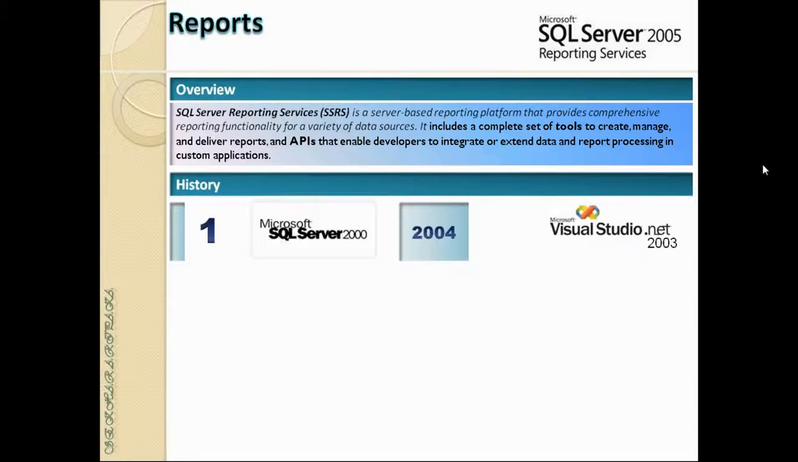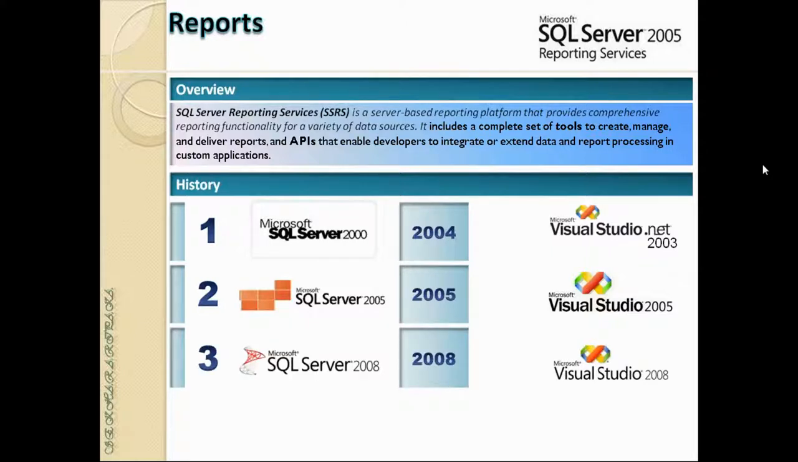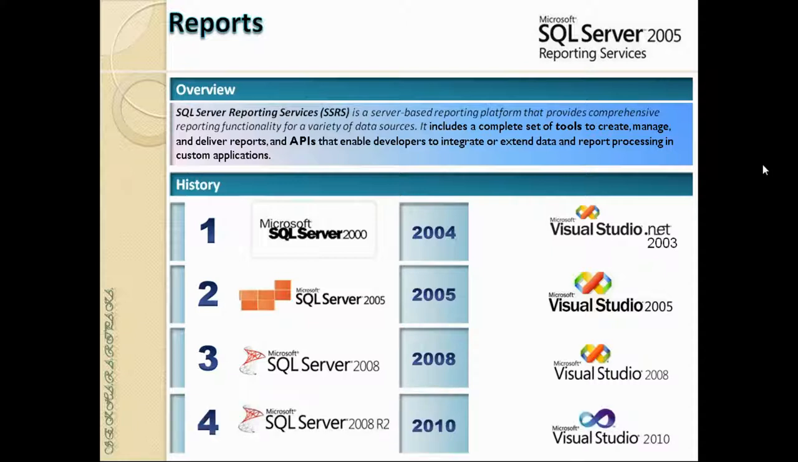So, a little history about SSRS. The first version got released in 2004, which is very recent. It shipped as part of SQL Server 2000, and it has BIDS with Visual Studio 2003. The second version got released with SQL Server 2005, which has BIDS compatible with Visual Studio 2005. Similarly, SQL Server 2008 has BIDS compatible with Visual Studio 2008, and finally the most recent one is SQL Server 2008 R2, at which point we have Visual Studio 2010.